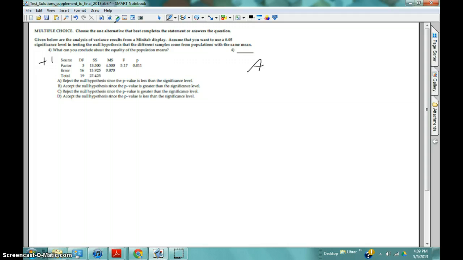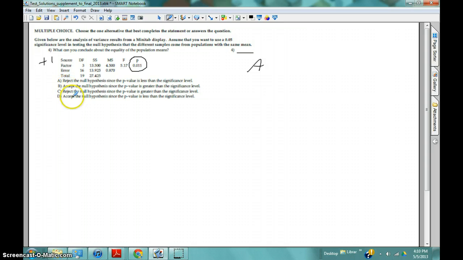Number 4 here, this is just practicing reading a printout from any kind of analysis. Honestly, this is the display, and pretty much the only thing you have to do here is read the p-value. Since our p-value, or the probability of us experiencing this much variation by random chance, is about 1%, that's definitely less than our 0.05 threshold, so we would reject the null because our p-value is less than our significance level.